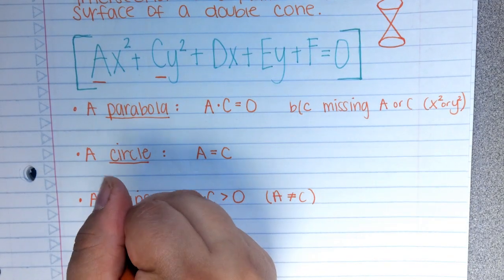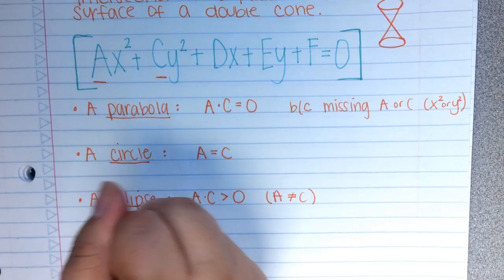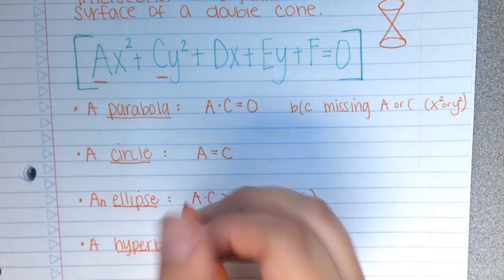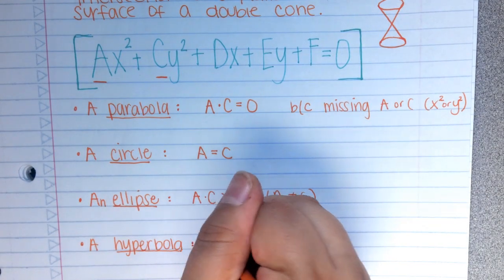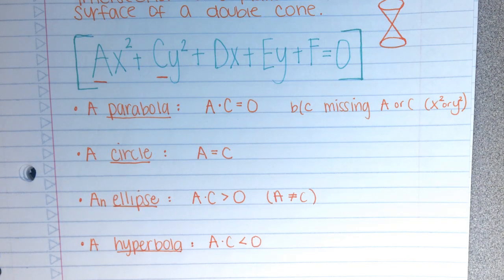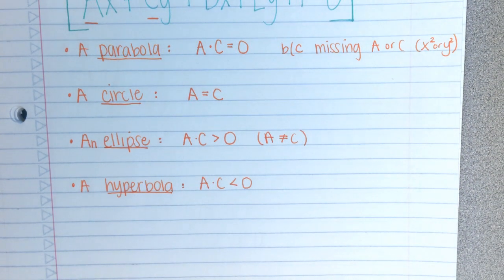Last but not least, a hyperbola. For this, A times C will be less than 0. X squared or y squared will be negative. What questions do I have?